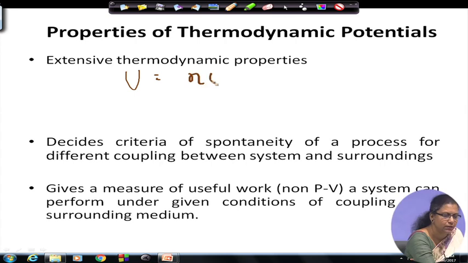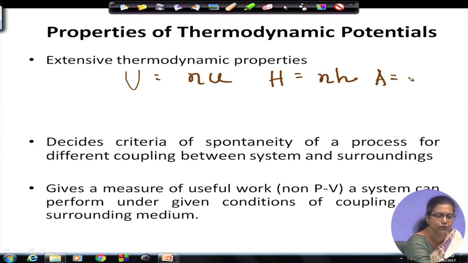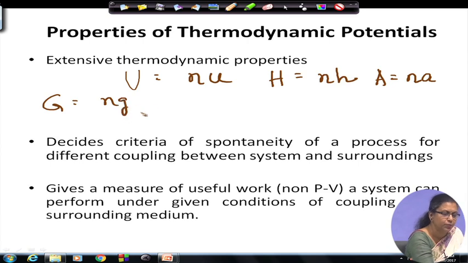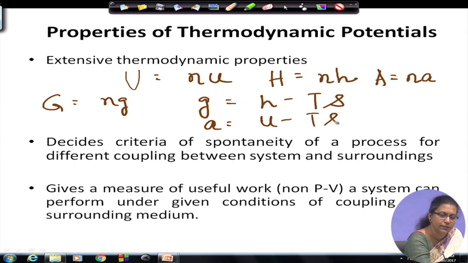U should be equal to the number of moles times the molar internal energy. Same way, the total enthalpy of the system is the number of moles times the molar enthalpy of the system. Your total Helmholtz free energy should be equal to the number of moles times the molar Helmholtz free energy of the system, and Gibbs free energy should be the number of moles times the molar Gibbs free energy of the system. And just like the total properties, here also the molar Gibbs free energy is nothing but H minus Ts. In the same way, A would be equal to U minus Ts.